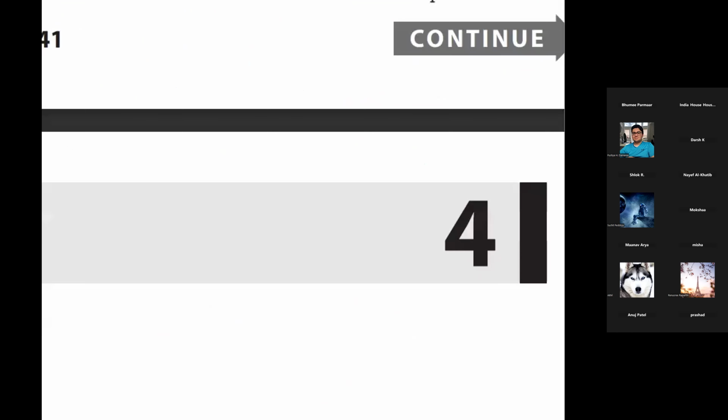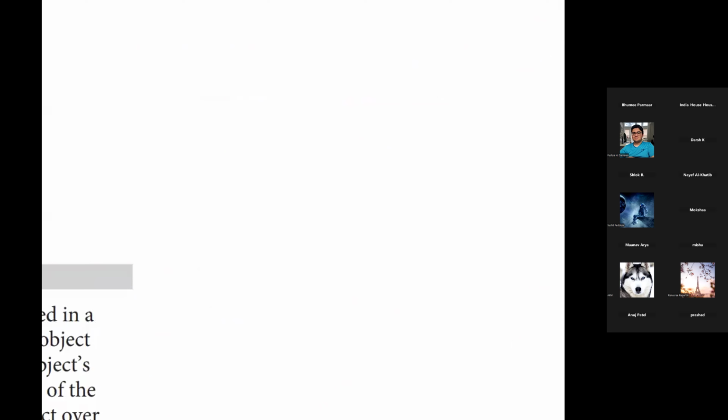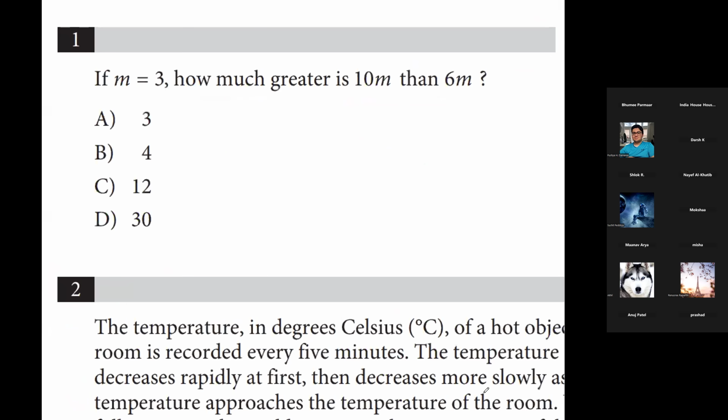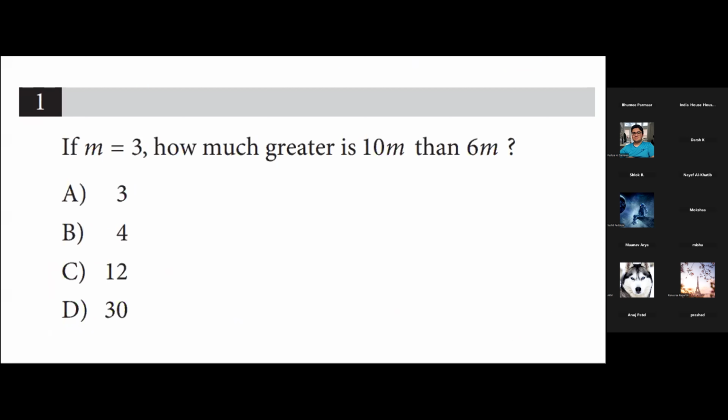Okay, we're going to move on to the calculator section. You are allowed to use your calculator on these. We're going to start with question one.